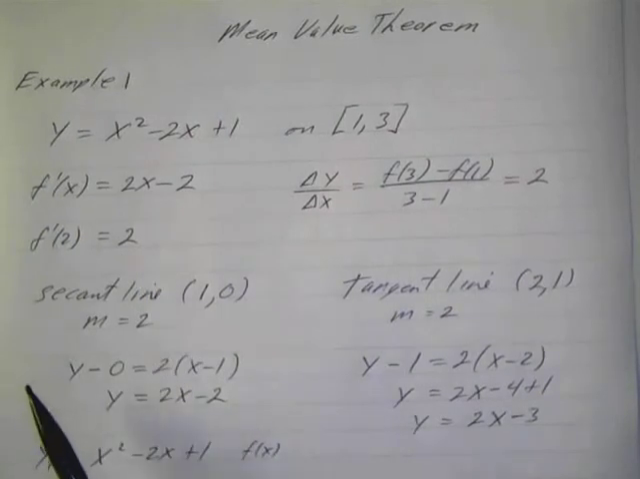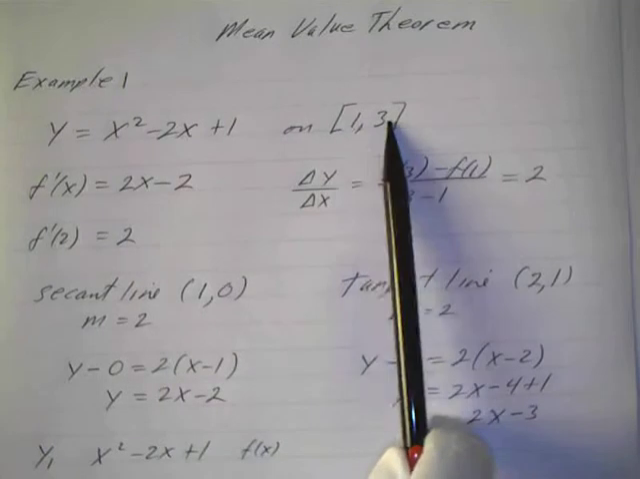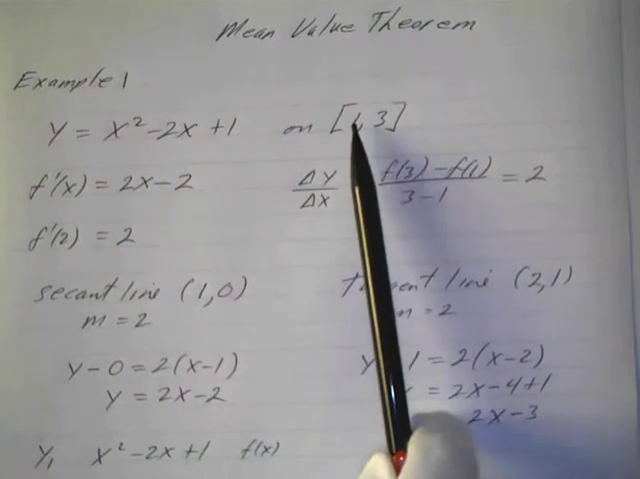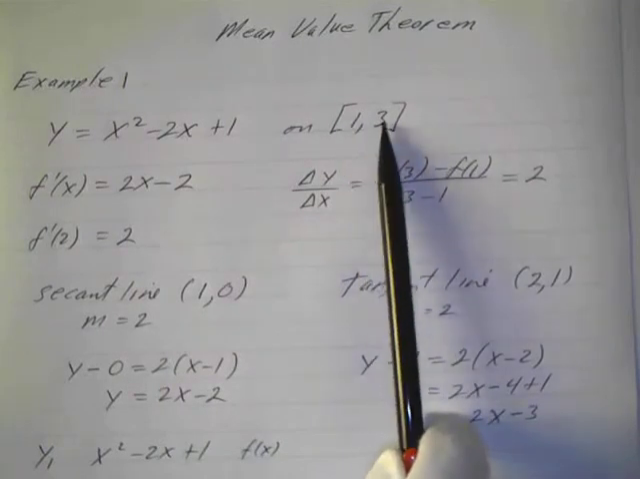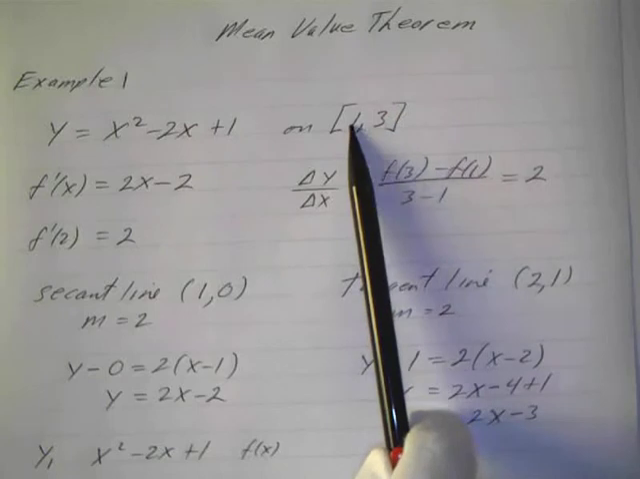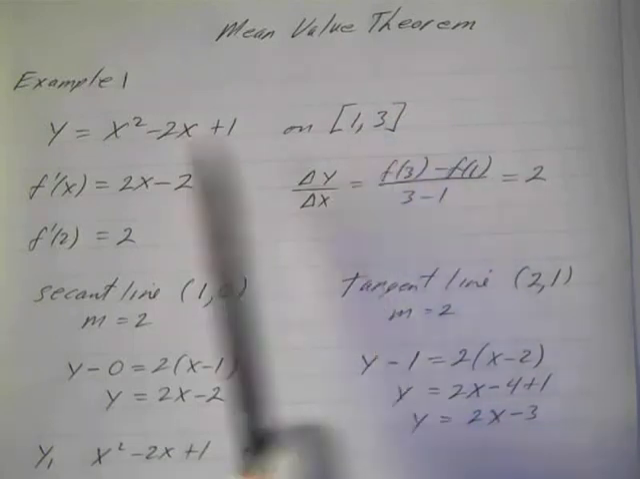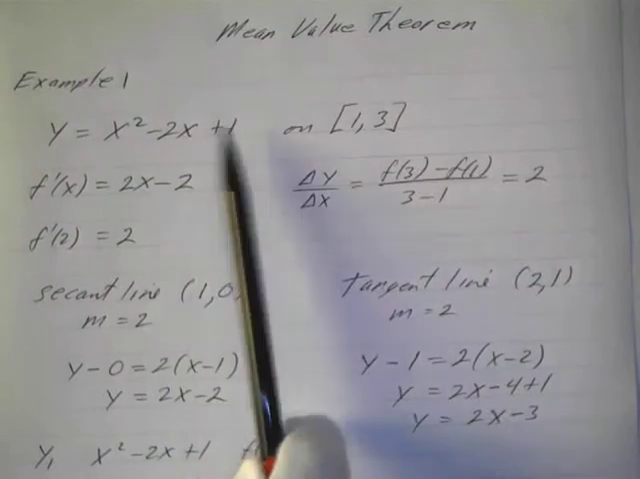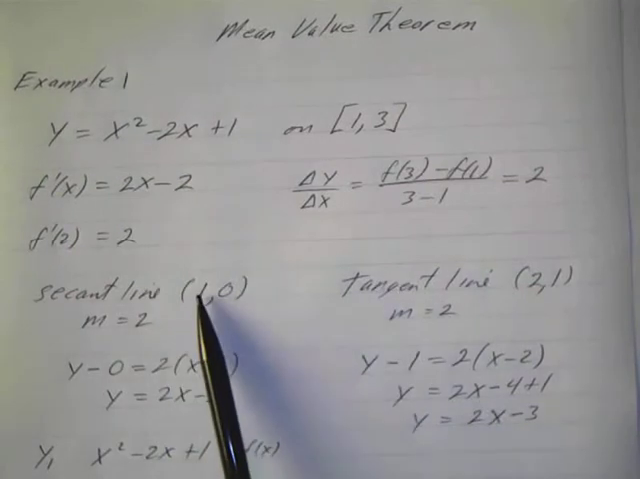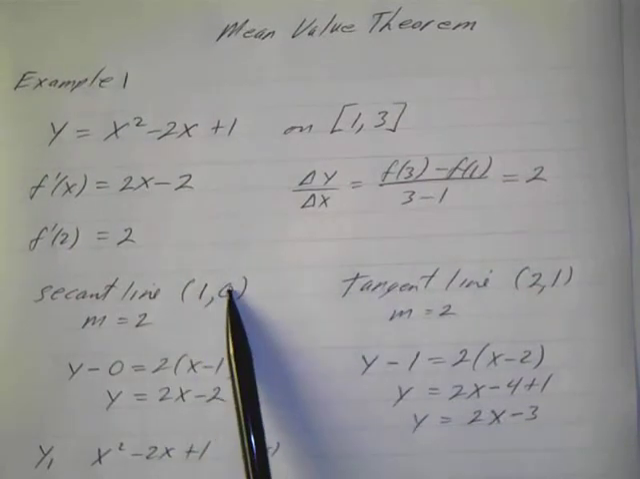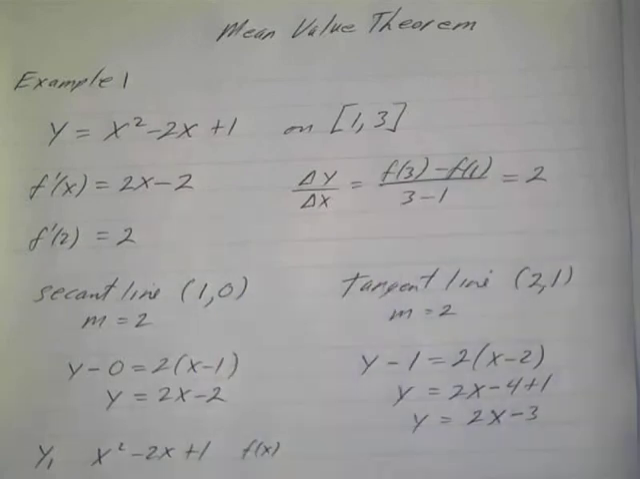So we want to find a line. Now the secant line goes through both these points, so I could use either point, or either x value. They both go through these points, 1 something and 3 something. So I took 1, and if I put 1 in here, I get 1 minus 2 plus 1 is 0, so the secant line goes through the point (1, 0). I could put 3 in here and also go through that point, but I just picked that point.